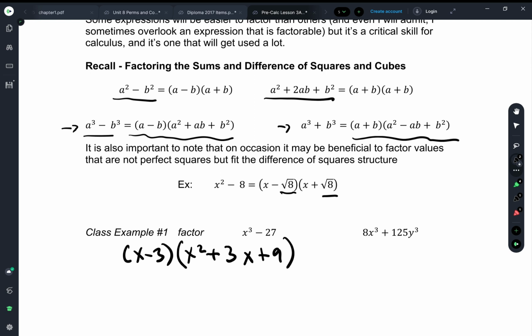Yep. Wait, what is? Oh, wait, never mind. Make sense? Yeah, because 9 is just 3 squared, right? Right. Yeah.